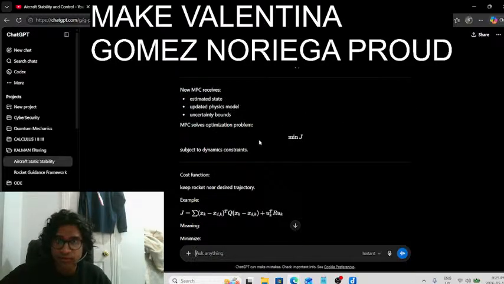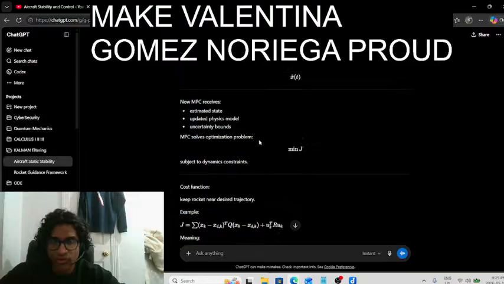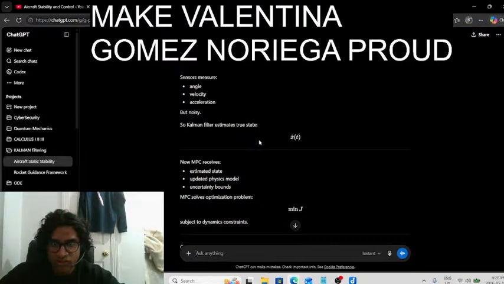Wow. So now the MPC will receive the estimated state. Okay, what's going on here? The sensors measure the angle, the velocity, the acceleration, but noisy. So Kalman filter will estimate the true state. All right, I got it.